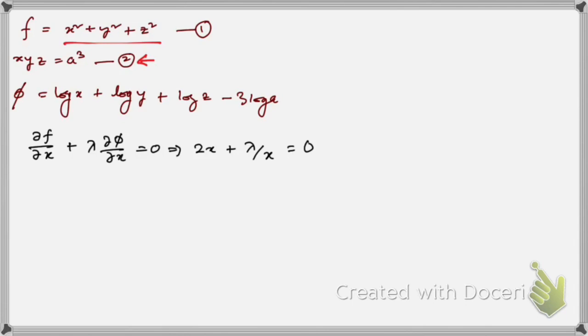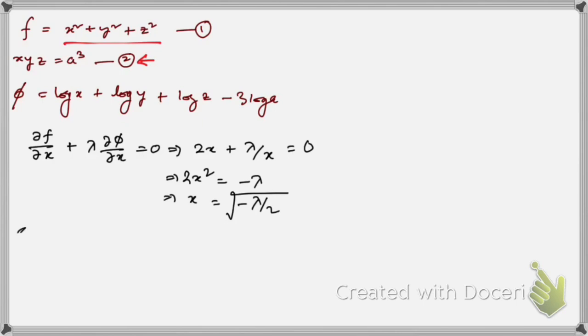So from here we are going to get x, because here this is twice x square, we will get it equal to minus lambda. That implies x square is equal to minus lambda by 2. Let us keep it as x square, because we have x square here. Just keep it that way. So x square is equal to minus lambda by 2.